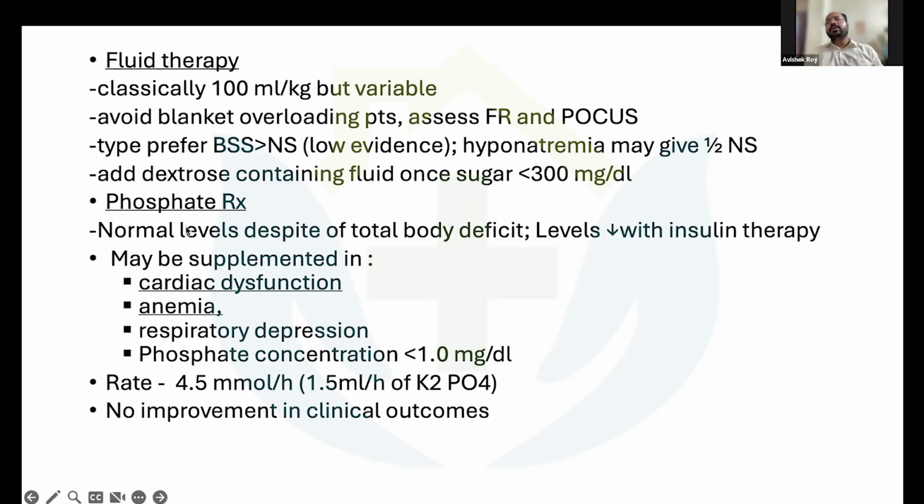Phosphate, routine supplementation is generally not required, but if you have a patient with respiratory dysfunction, refeeding syndrome in the background, cardiac dysfunction, or risk of arrhythmias, you can choose to supplement that. You can give a phosphate infusion by giving potassium phosphate infusion, 1.5 mL per hour of infusion.